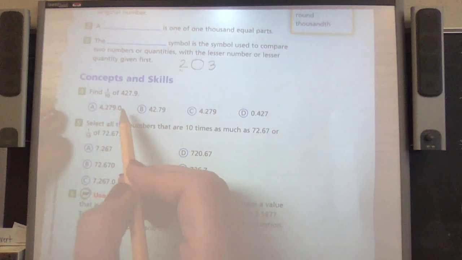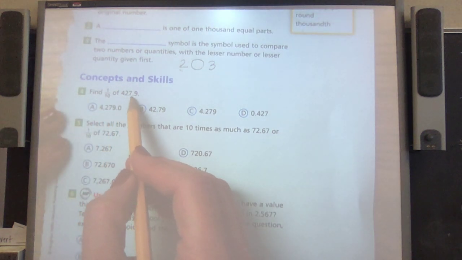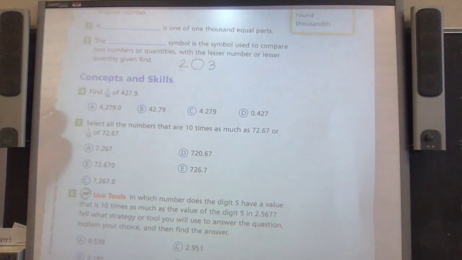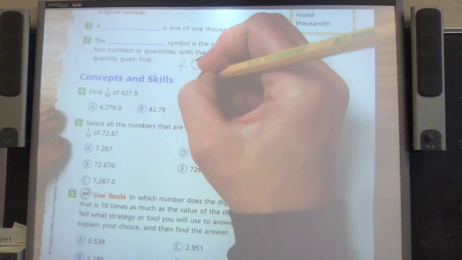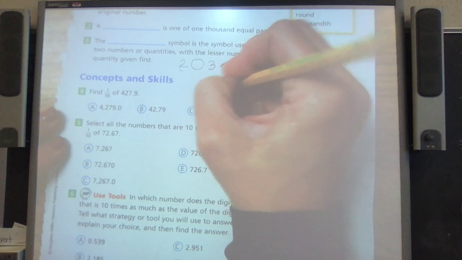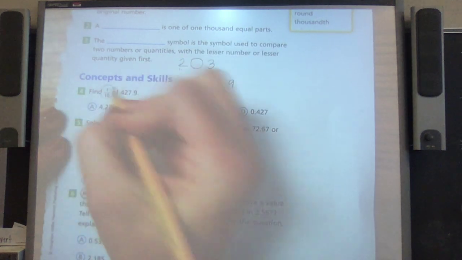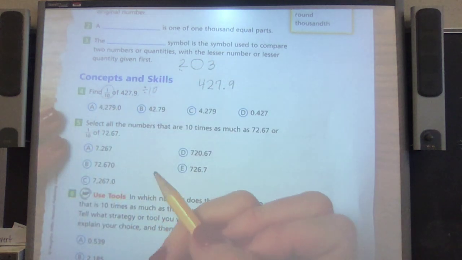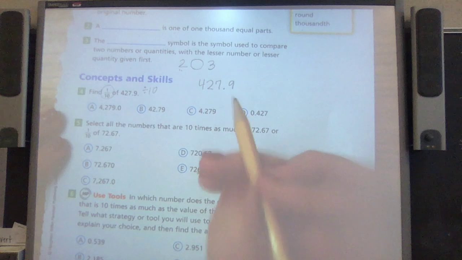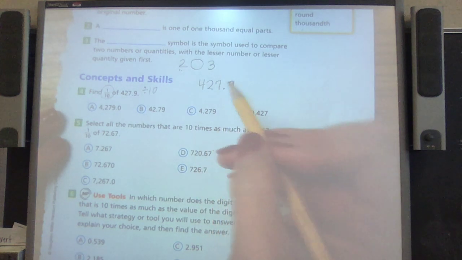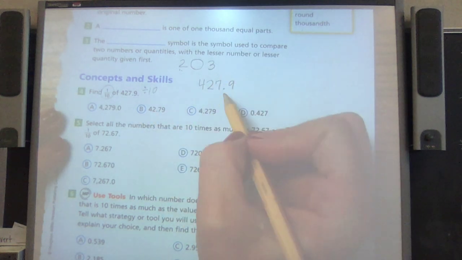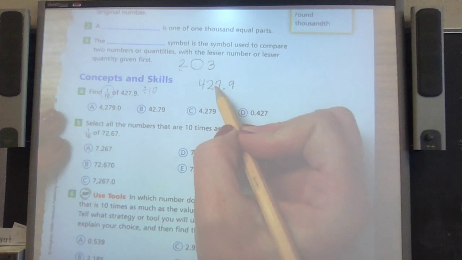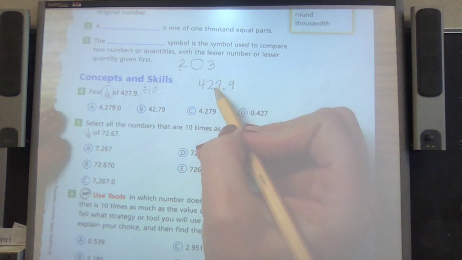Find 1/10 of 427 and 9/10. Okay? So I've got 427 and 9/10. A tenth of it means that I'm dividing by 10, because a fraction is a division problem. We've divided it by 10. So the good thing about dividing by 10 or 100 or 1,000 is that that's our place value, remember? So every time we move our digit to the left or the right, it's either 10 times greater or 10 times less, or 1/10 up.